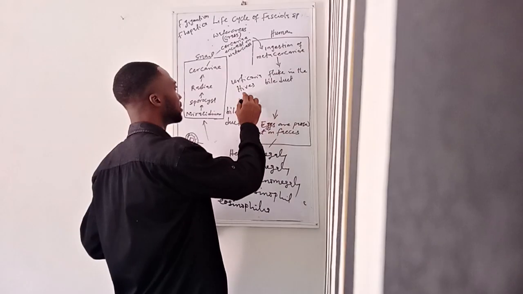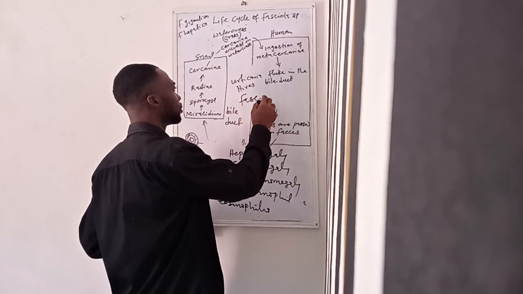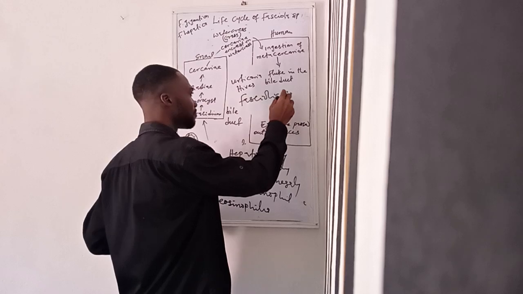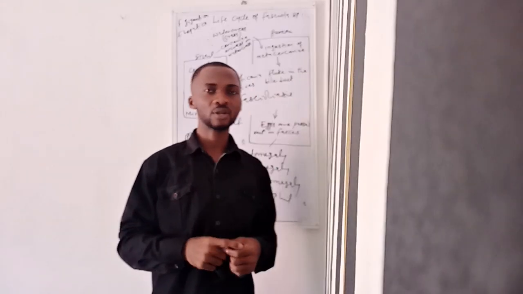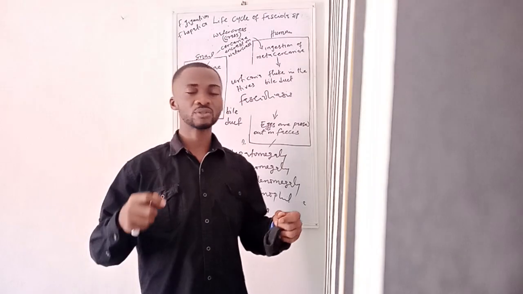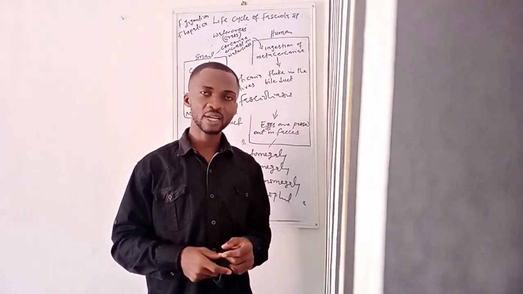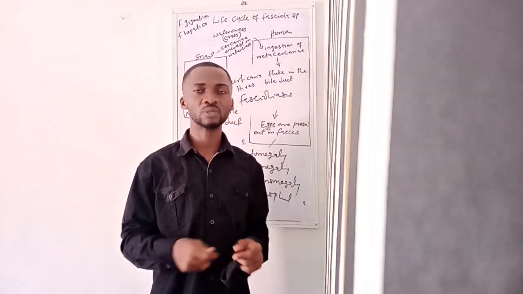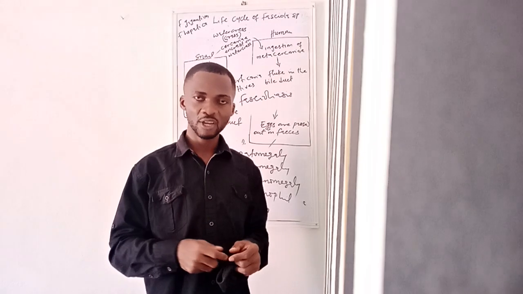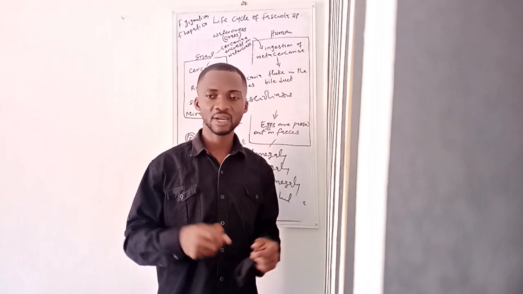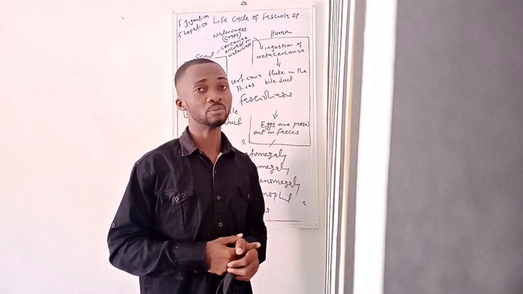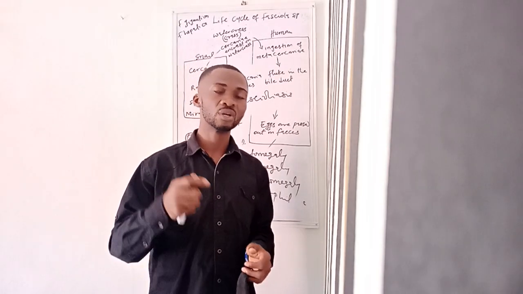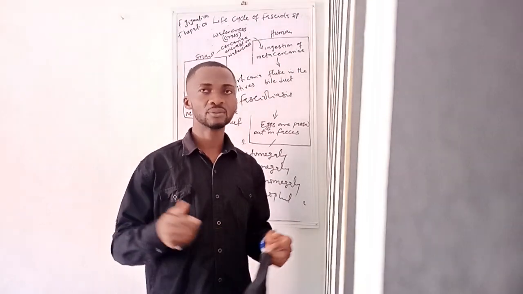The name of the disease is called fascioliasis, as I've mentioned before. How can we prevent and control this disease? Of course, watercress or vegetables within water bodies should be properly cooked before they are eaten, and we can also destroy the mollusk or the snail using a molluscicide.